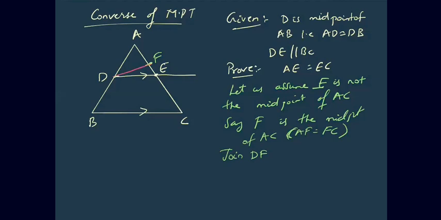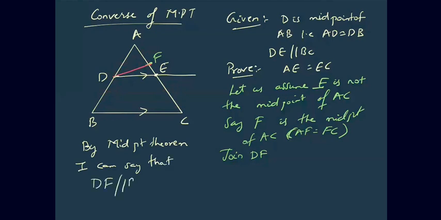Now if you see this triangle ABC, D is the midpoint of AB and F is the midpoint of AC. So by the midpoint theorem, I can say that DF must be parallel to BC, because D and F are midpoints of AB and AC.